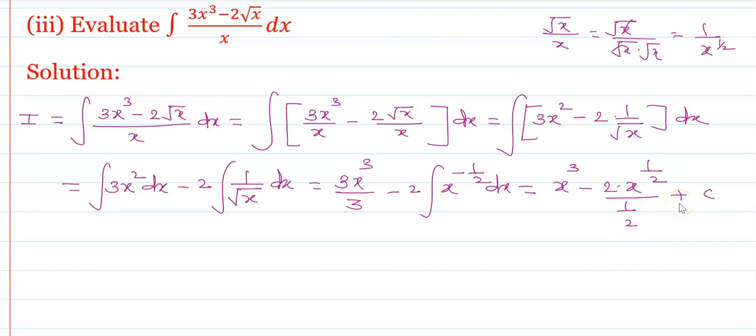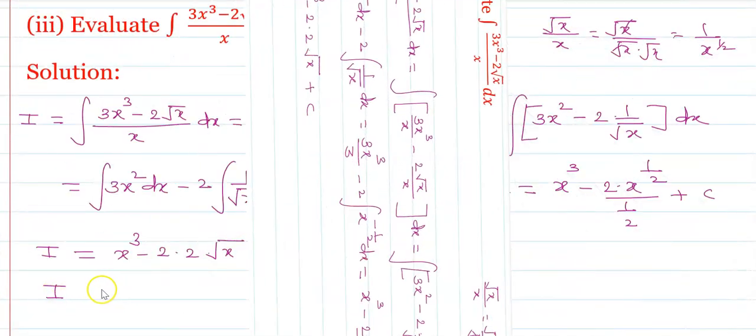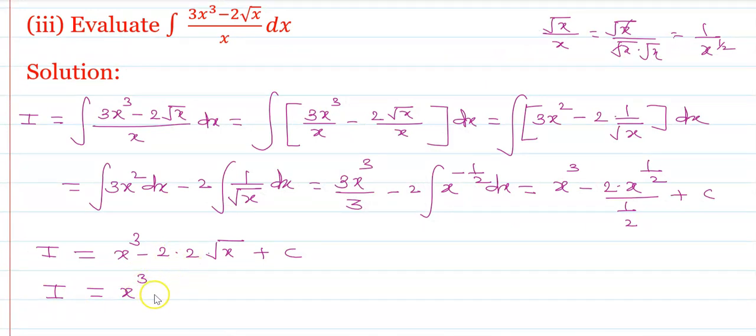Plus c. And here next, that is equals to x cube minus 2 into 1 upon 2. It will become multiplied and reciprocal, that is 2 into 2. I will write here one more step: 2 into 2, x raised to 1 upon 2 means root x, and plus c. And hence, what is the answer? This is the I. I is equals to x cube minus 2 into 2, 4, root x plus c. And therefore, I is equals to x raised to 3 minus 4 root x plus c. This is the answer.